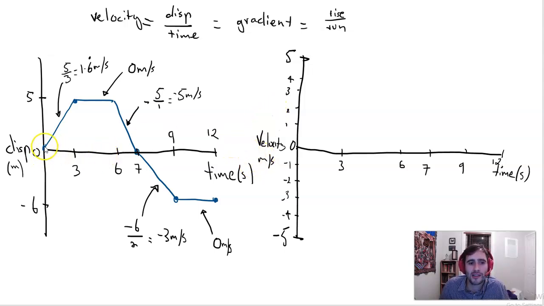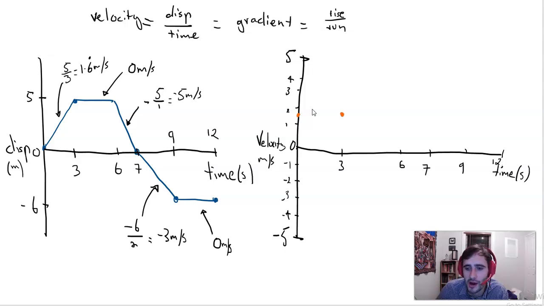Our displacement starts at 0. Our velocity in this case doesn't actually start at 0 though. It doesn't start at the origin. Our first velocity is 1.6 meters per second for 3 seconds. So 1.6, it's about halfway there. Okay, and for 3 seconds.